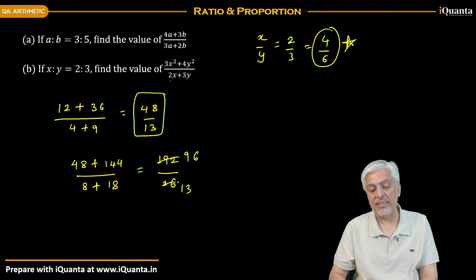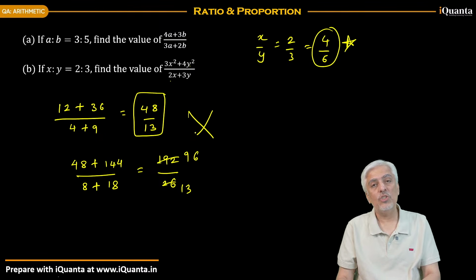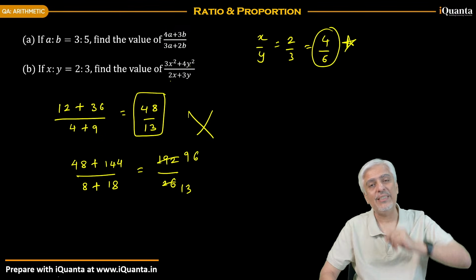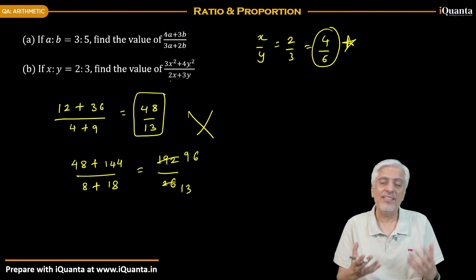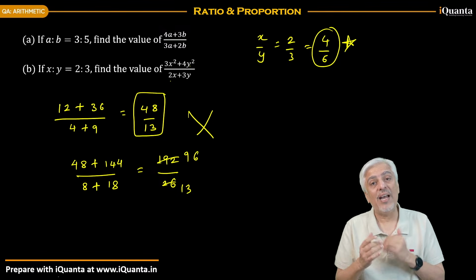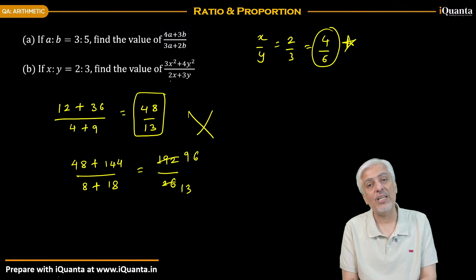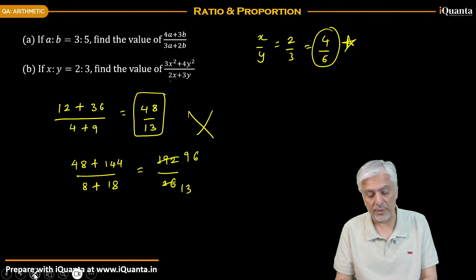Now, the important part is why is this incorrect? Students should understand why something is incorrect. One thing is just saying how it is incorrect, that's okay. But why? Why did I make a mistake, or what went wrong, is the very important part. So let's understand what went wrong over here.